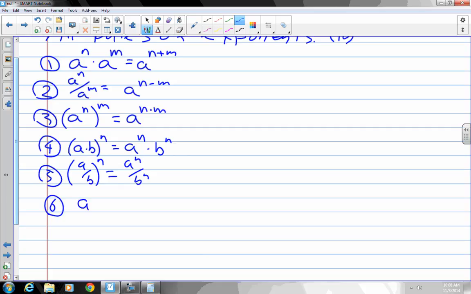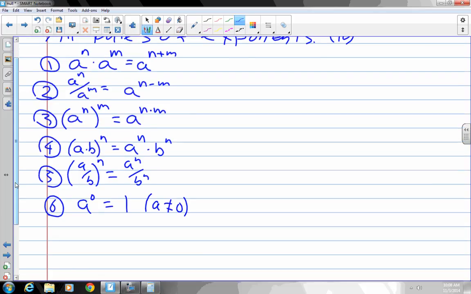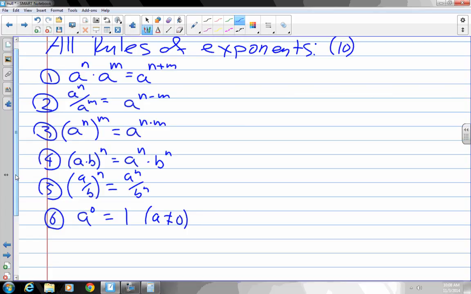6. a to the power 0, what is that? 1, provided that a is not 0 itself. 0 to the power 0 is undefined, unless you're using a Windows calculator. Did I show you that? Yeah? 0 to the power 0 is undefined.